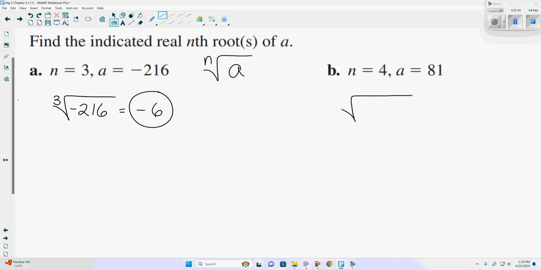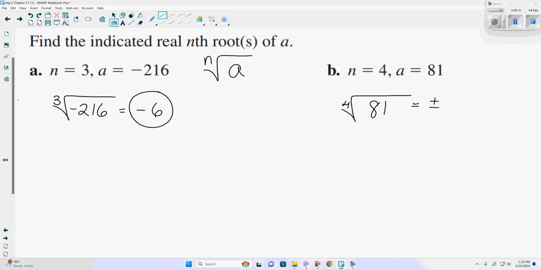Questions on A? B, n is 4, a is 81, so the root we're taking is 4, and the number inside is 81. Since our index is even, we could have no real roots, one real root, or 2, and it's based off the number inside. Since the number inside is greater than 0, it is positive, so we'll have 2. We'll have to add the plus or minus.